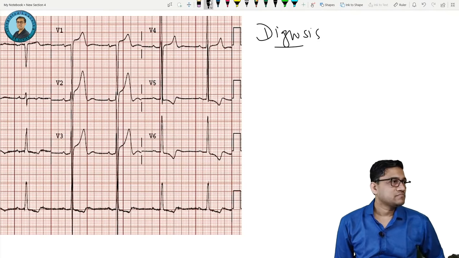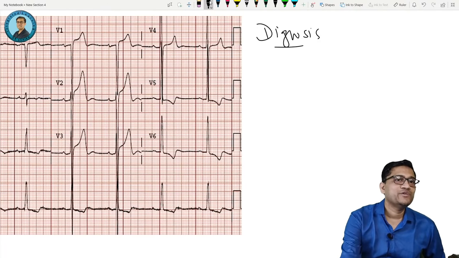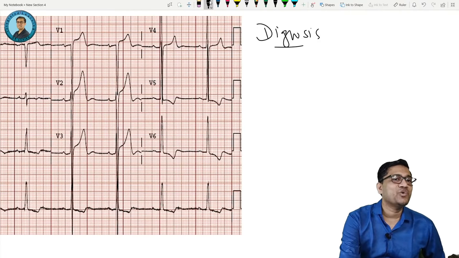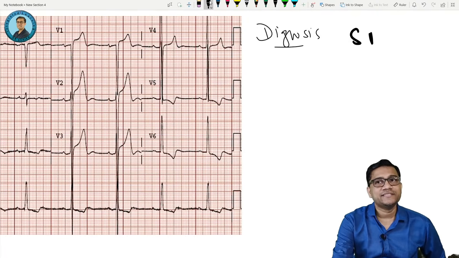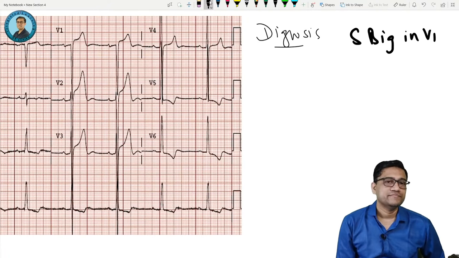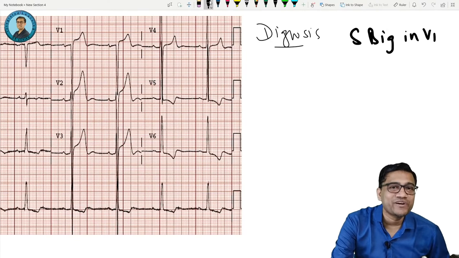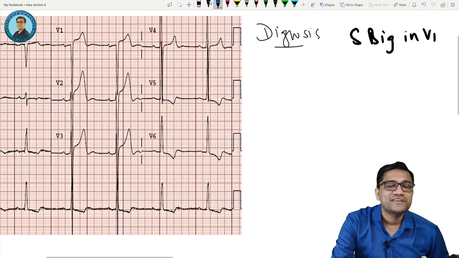Okay. What do you see in V1? The S is going very big. Can you see? Very prominent S, okay? So again, S big in V1, V2. Clear? And this is what wave? What is this one?